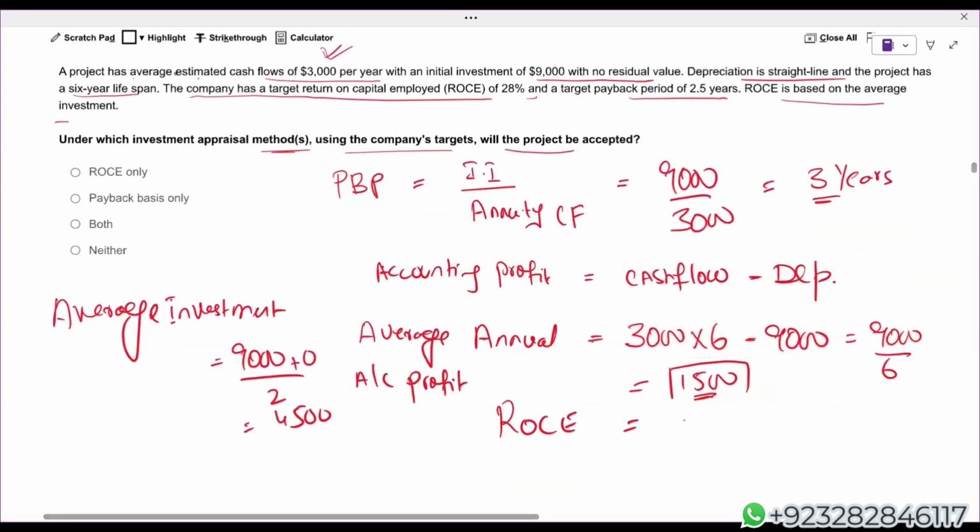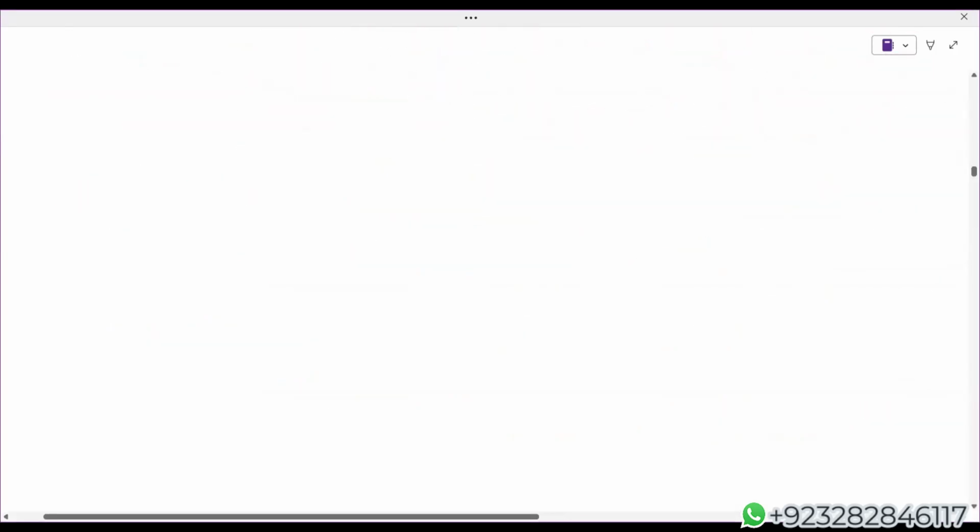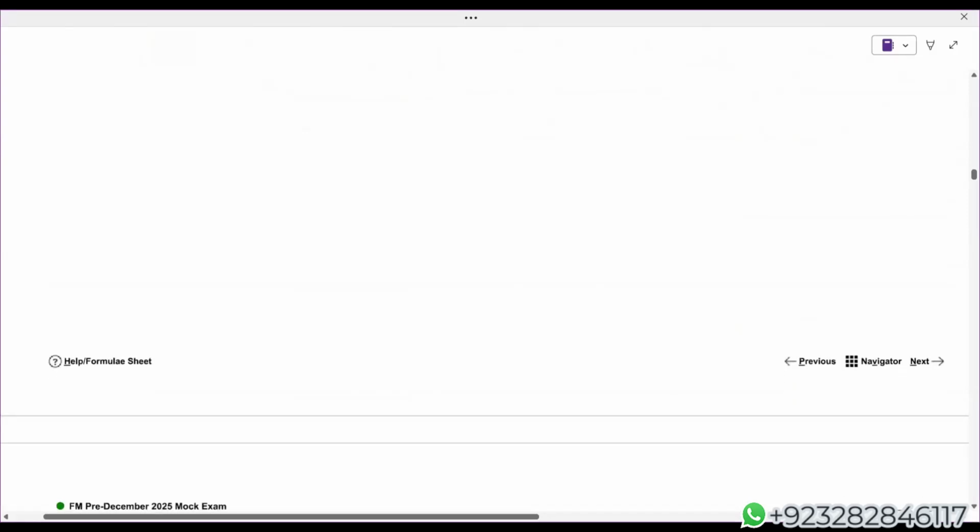So very easily we can calculate ROCE. 1,500 divided by 4,500 times 100 gives me 33.33%. If you look at ROCE, the target is met. The ROCE target is 28% and this project is actually giving me 33.33%. So only on the basis of ROCE, this project should be accepted. Okay.